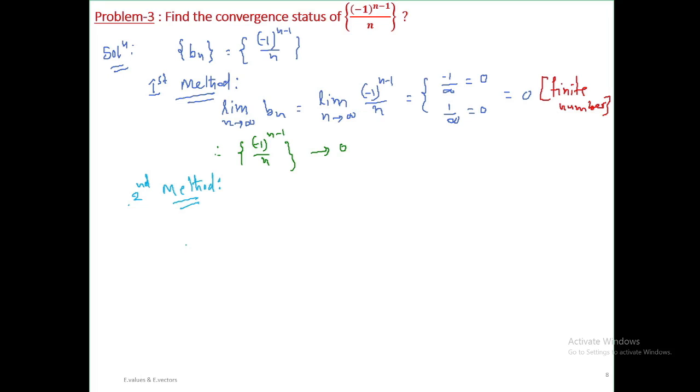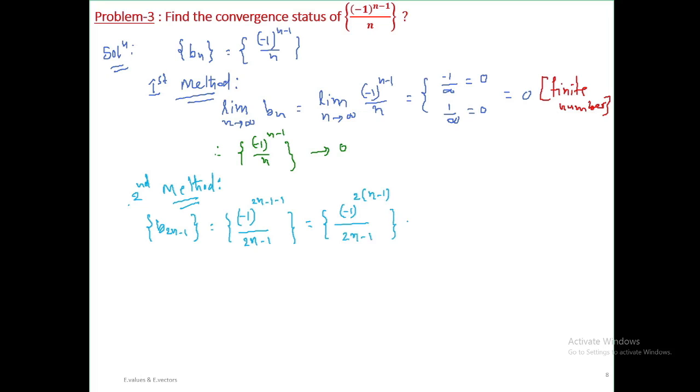Let me generate two subsequences. First I am writing b2n minus 1. This is the first subsequence of the original sequence. Now what is b2n minus 1? Wherever n is, there you write 2n minus 1. So minus 1 whole to the power of 2n minus 1 minus 1, divided by 2n minus 1, which is nothing but minus 1 whole to the power of 2n minus 2. That means 2 of n minus 1, divided by 2n minus 1.